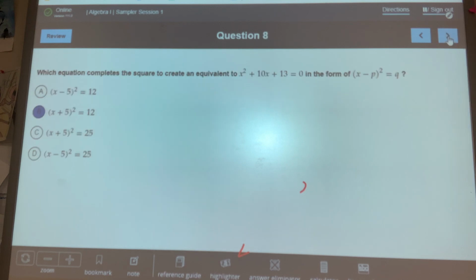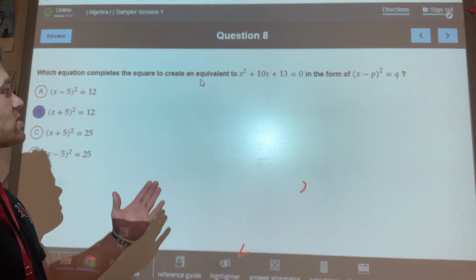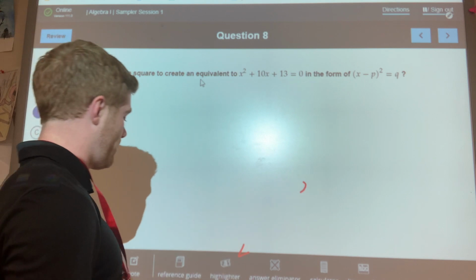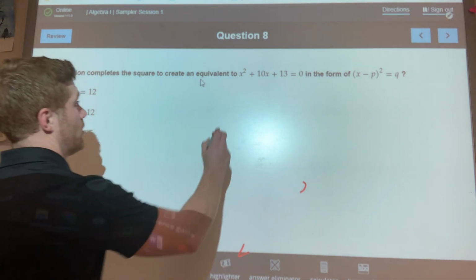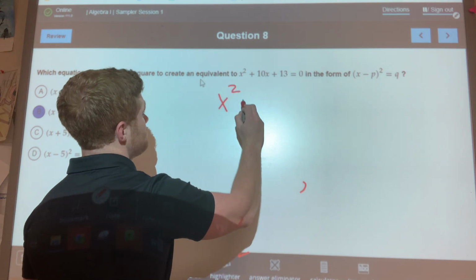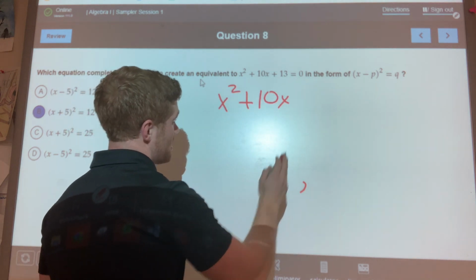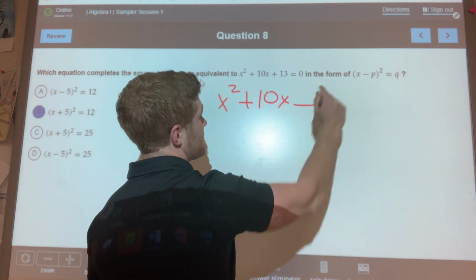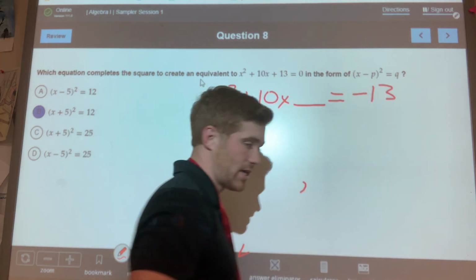Question number 8. Okay, it says which equation completes the square to create an equivalent to x squared plus 10x plus 13 equals 0 in this form here. So when we complete the square, this is how we do it. Okay, we write x squared plus 10x like this. I'm going to leave a space here. I move the 13 to the other side. So now it's -13, just like that.